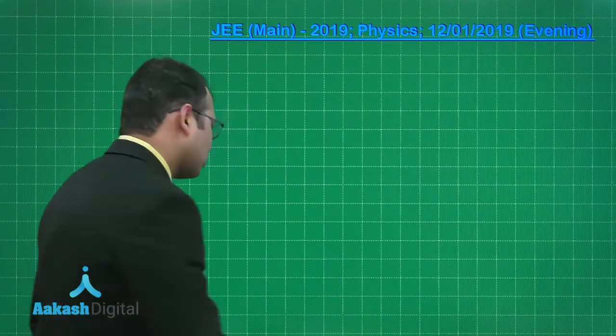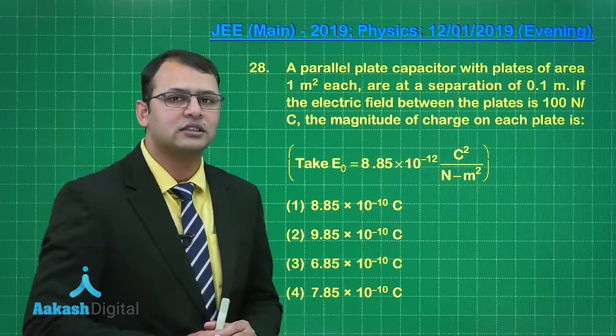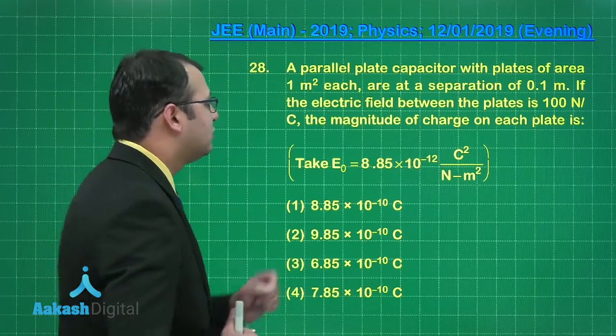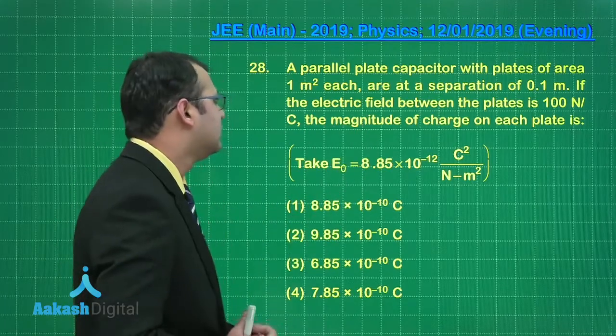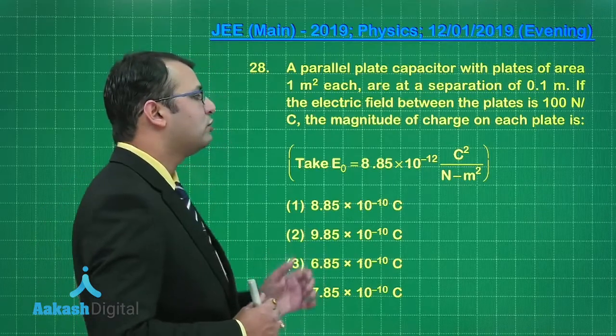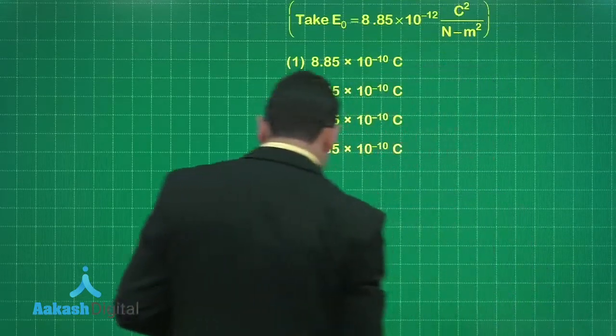Let's start with our next question, that is question number 28. Now this question belongs to a section of electromagnetism, chapter capacitor. As per the question, a parallel plate capacitor has plates of area 1 meter square each and separation of 0.1 meter. If the electric field between the plates is 100 Newton per coulomb, we have to find the magnitude of charge. It's a very easy question, formula based one. Let's start with the solution.